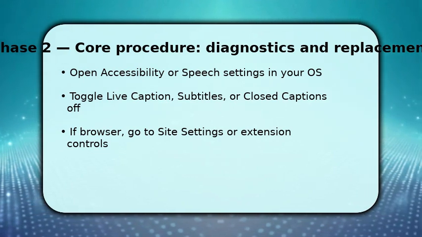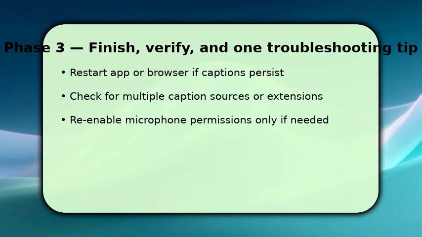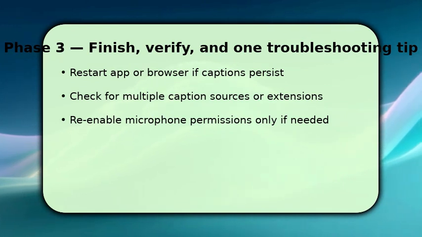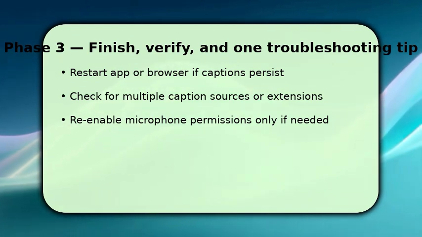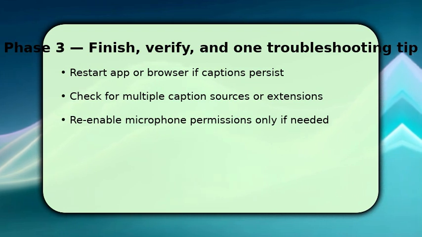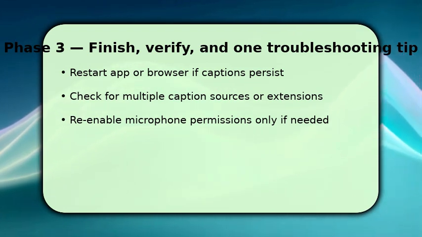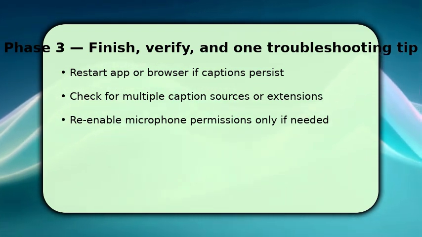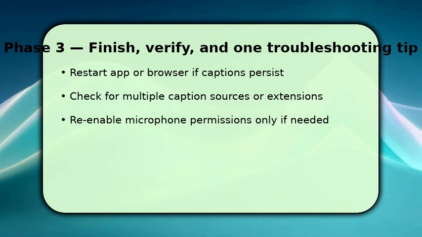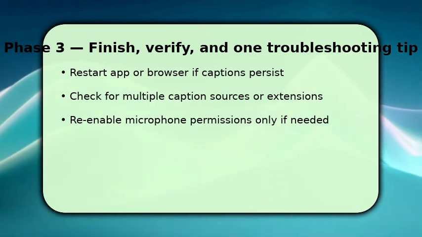If captions remain, inspect for multiple sources, system captions plus a third-party extension, and disable each one. Make sure microphone or accessibility permissions are adjusted only as required, because some features re-enable captions when permissions change. If nothing helps, reboot the computer.